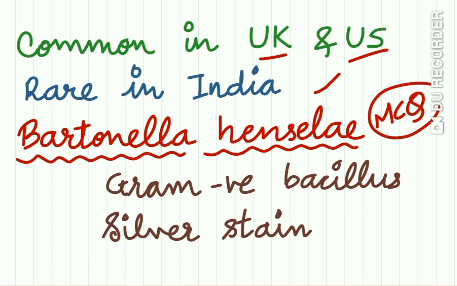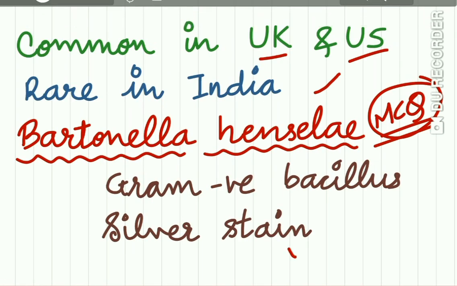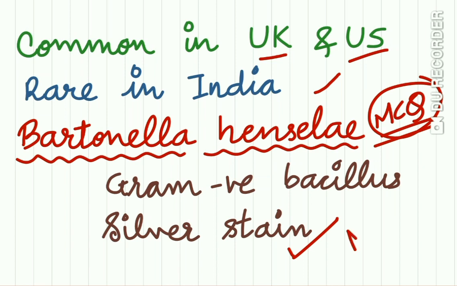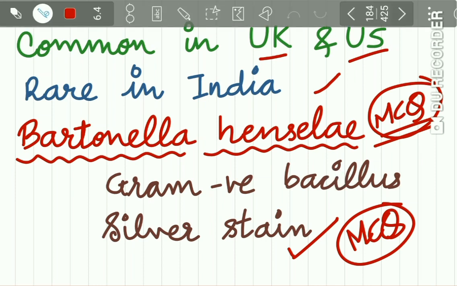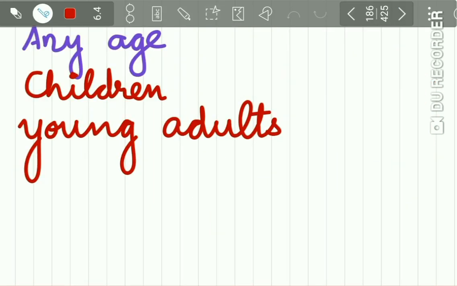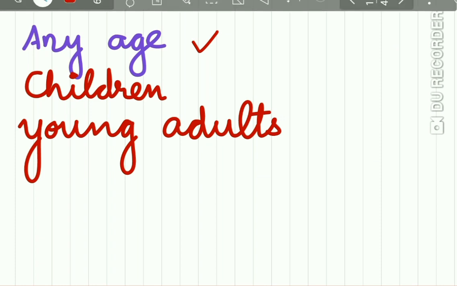So remember the causative organism for cat scratch disease, that is Bartonella henselae, which is a gram-negative bacillus which is demonstrable by silver stain. So remember another important question here, the staining of Bartonella henselae, it is demonstrable by silver stains. The clinical features: this disease can occur at any age but predominantly it affects children and young adults.